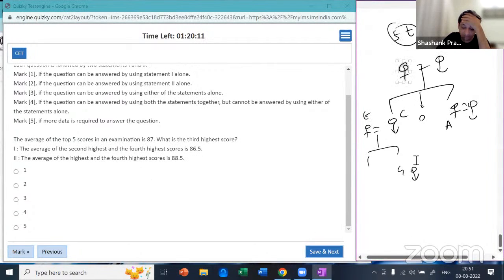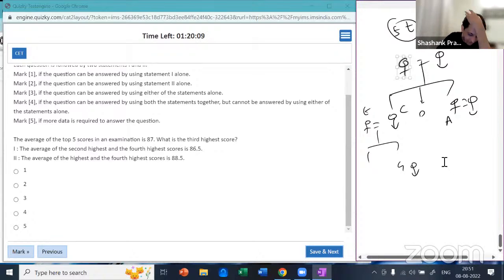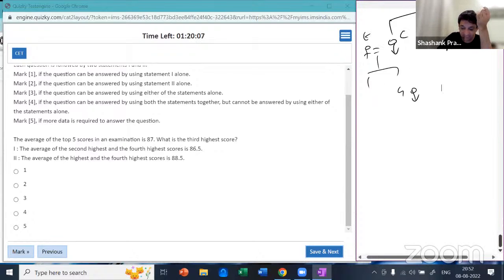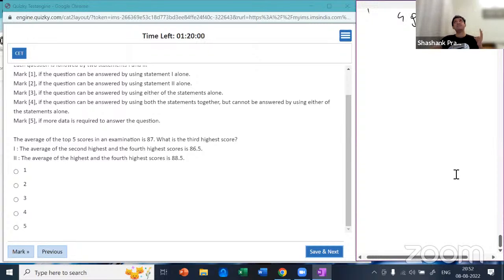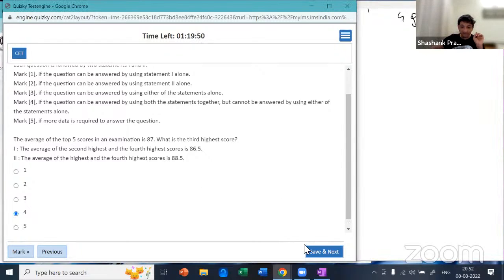The average of the top 5 scores is 87, third highest score. The average of the second highest and the fourth highest is 86.5. Again, can't say, right? 86.5 agar second highest and fourth highest hai, the total we can say is 173, but the middle number we can't see. Highest and fourth highest is 88. Both of them I think is required.